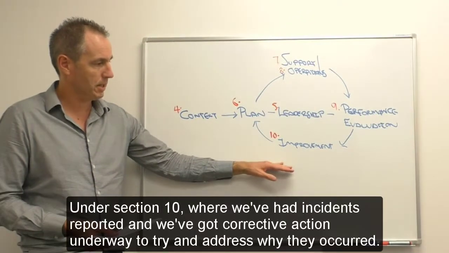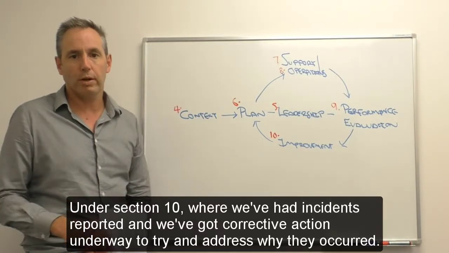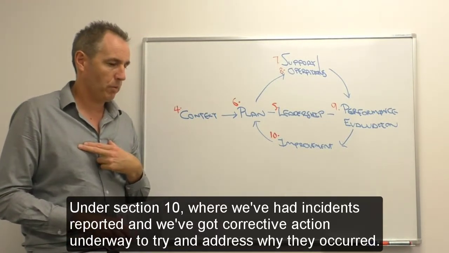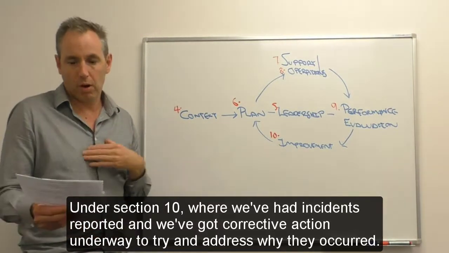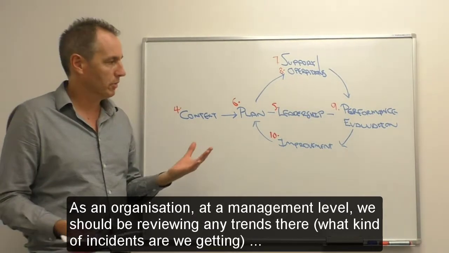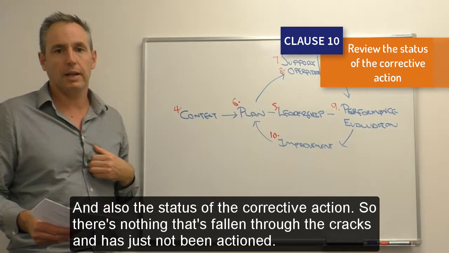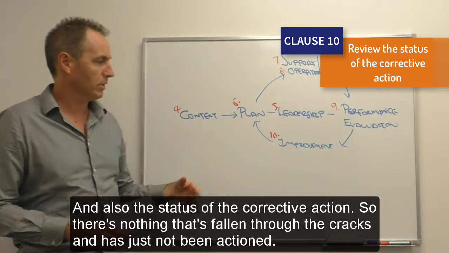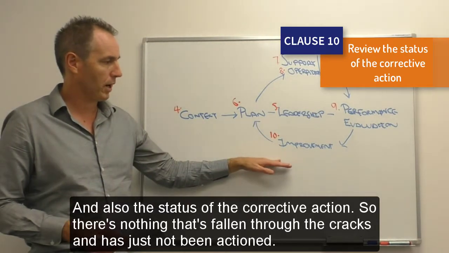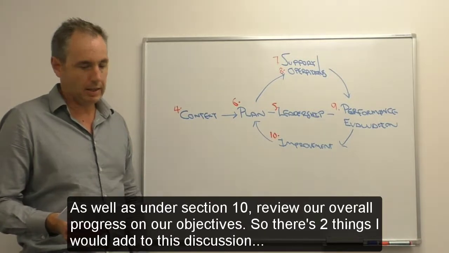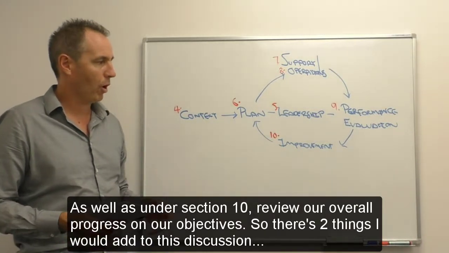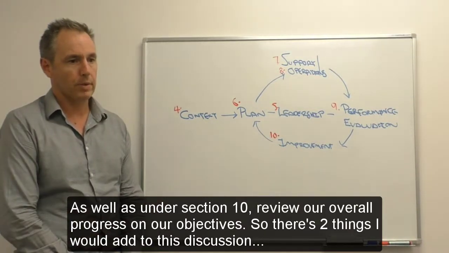Under section 10, where we've had incidents reported and we've got corrective action underway to try and address why they've occurred, as an organisation, at a management level, we should be reviewing any trends there, what kind of incidents we are getting, and also the status of the corrective action. So there's nothing that's fallen through the crack and it's just not been actioned. As well as under section 10, review our overall progress on our objectives.